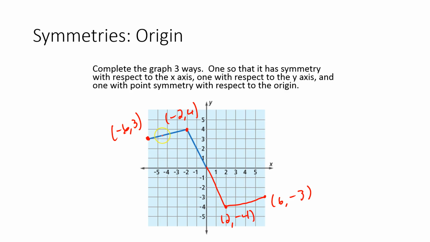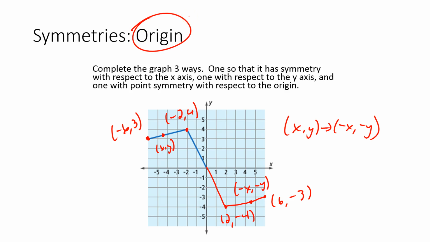So what we've done this time is we've taken every point (x, y) and changed the x-coordinate. Check out that, -2 went to +2, and we changed the y-coordinate, that 4 went to -4. So we're changing both the x and the y, so it's going to go to (-x, -y). So this time (x, y) went to (-x, -y). Okay, that was origin symmetry.